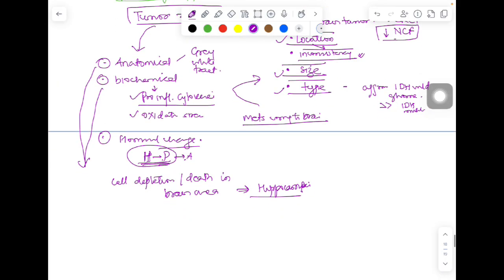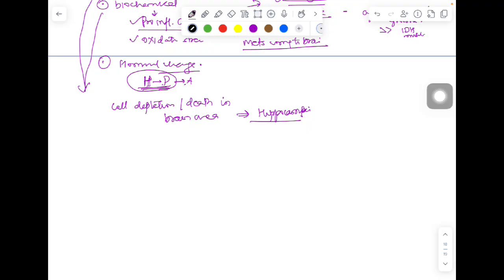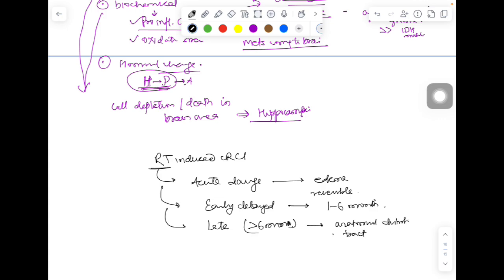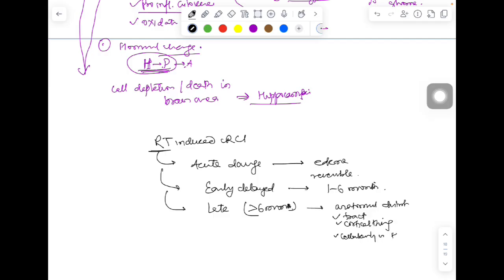Now coming to how radiotherapy works. Radiotherapy-induced CRCI. Radiation causes acute damage that is usually reversible, due to edema, in the form of raised ICP with features of confusion. Then it causes early delayed damage, that is 1 to 6 months, and this is cognition impairment. Then late damage, more than 6 months. This late damage is due to anatomical distortion, like tract damage due to radiation and cortical thinning, and decreased cellularity in the hippocampus. So this has been found.